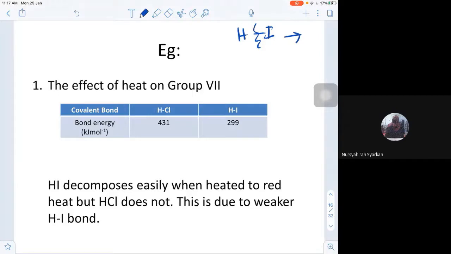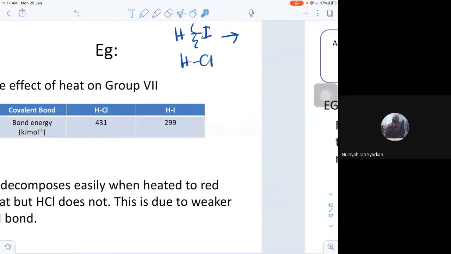Okay, and then we compare it with HCl. It is said that HI is easier to break when it is heated to a high heat, but HCl does not. Why? This is because the bond in HI is weaker than in HCl. Look at the bond energy value. HI has a lower bond energy value than HCl. Because this bond is weak, it requires less energy, or minimum energy, to break it.